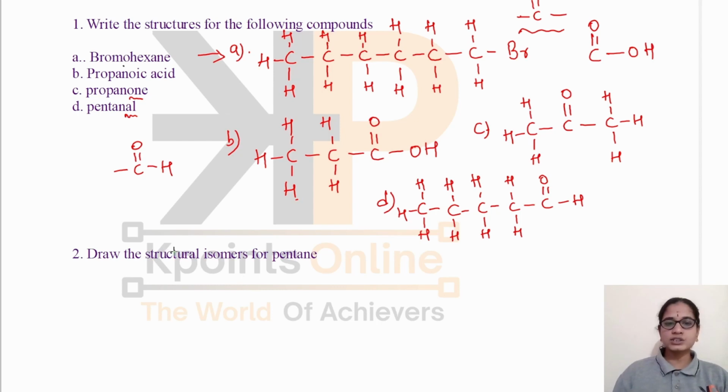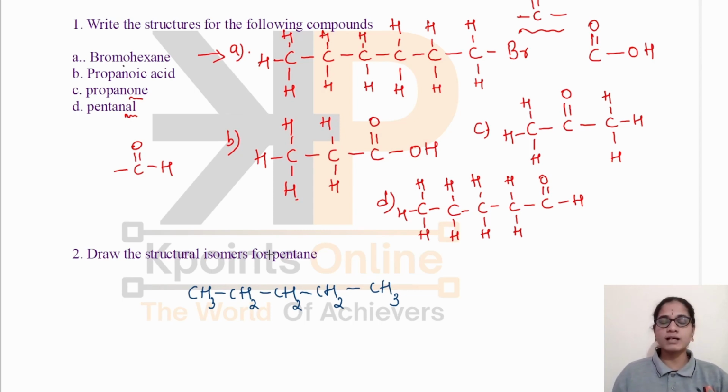Next, draw the structural isomers for pentane. What is the structure of pentane here? CH3, CH2, CH2, CH2, CH3. It means it consists of 5 carbon atoms. What are structural isomers? These are the compounds with the same molecular formula but different structures.